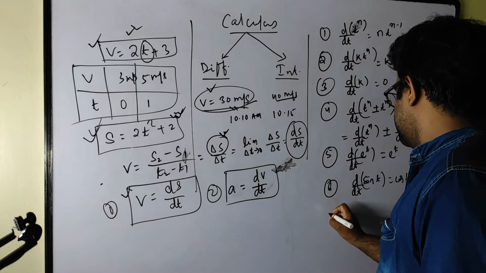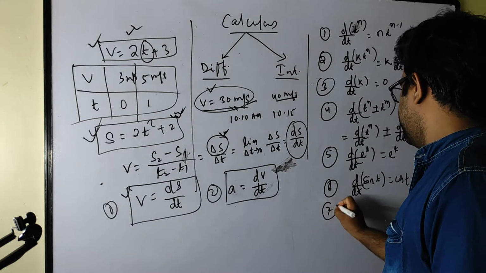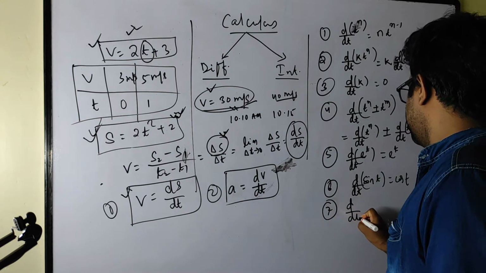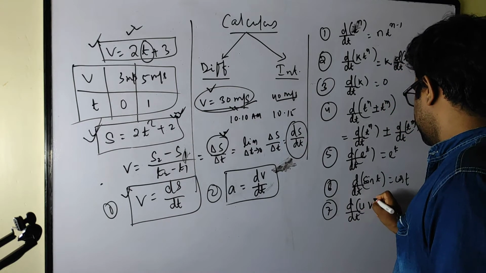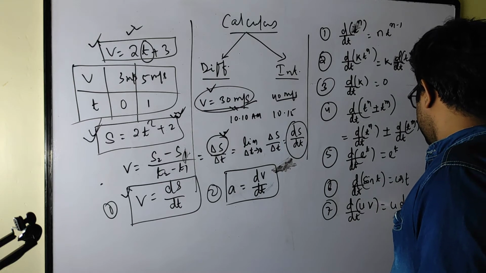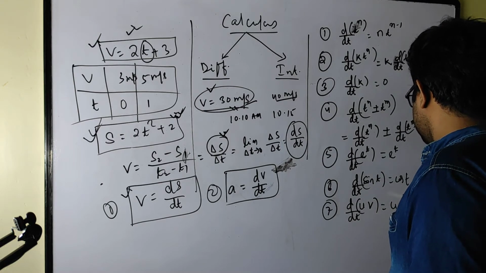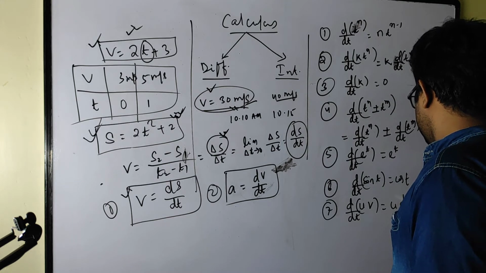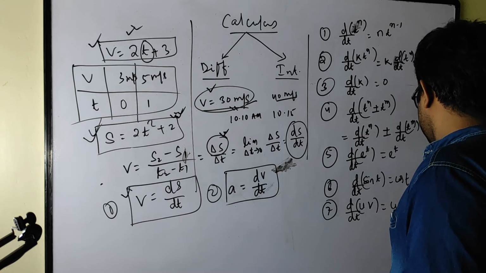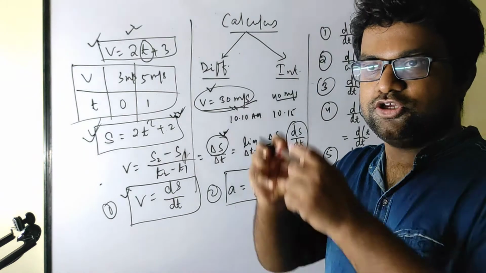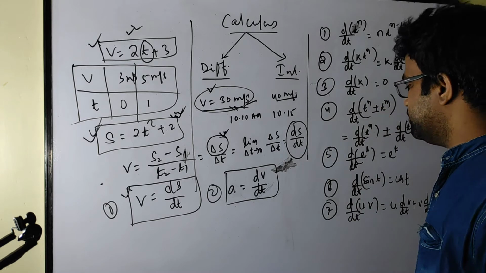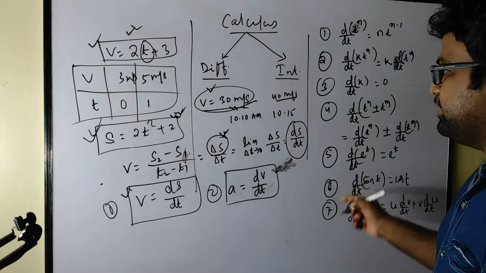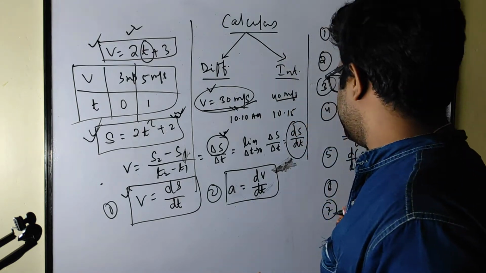You can also use one more rule that is very important, that is differentiation of u into v. Suppose u is a function of t and v is also a function of t, then it is u into d by dt of v plus v into d by dt of u. This is the product rule. Chain rule is different; chain rule is for a function of a function. So these are the formulas, and you can use them for your calculation.